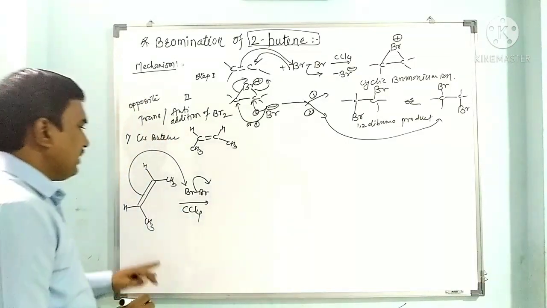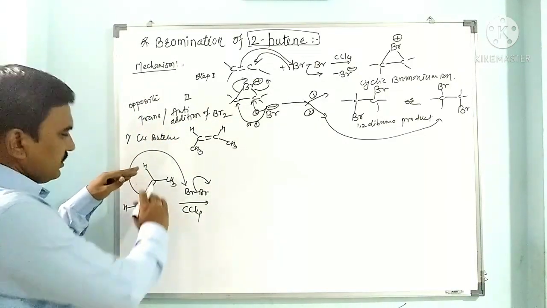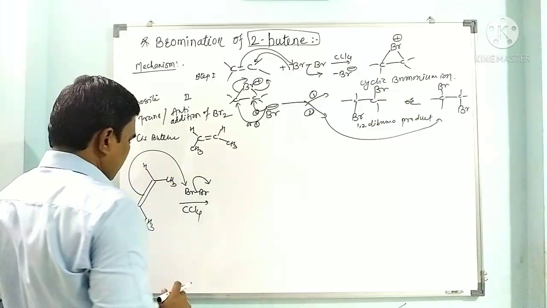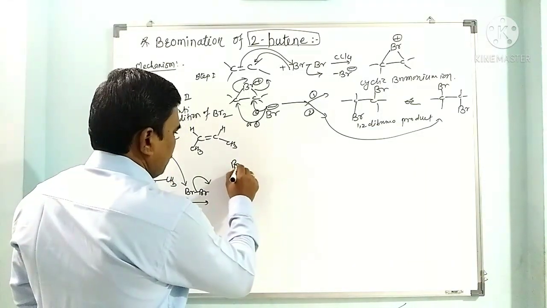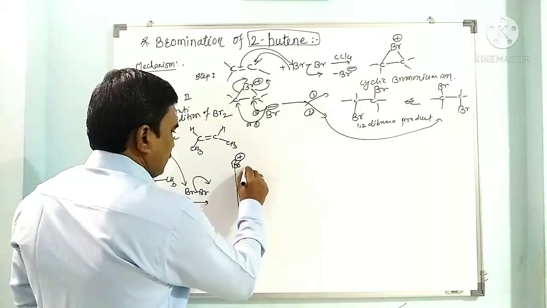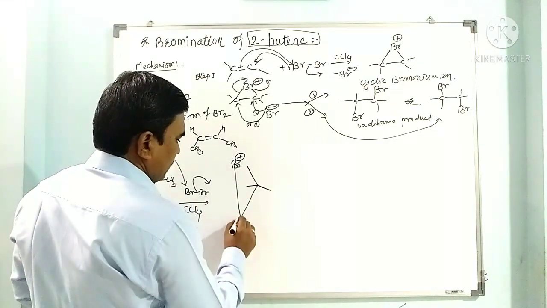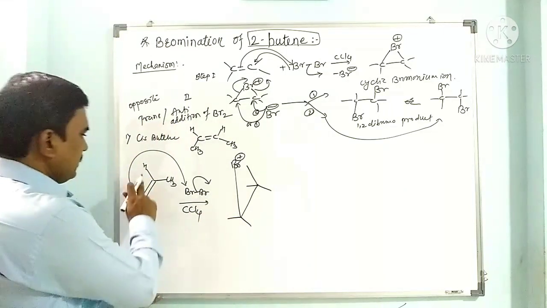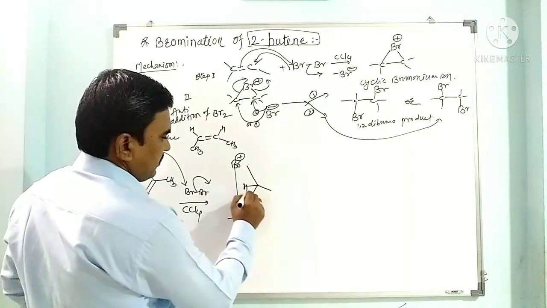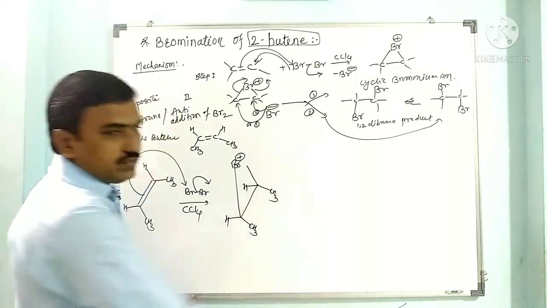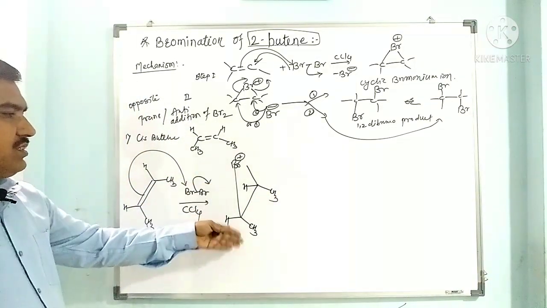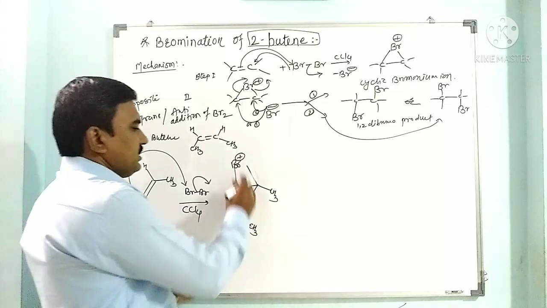So when the bromonium ion is formed, then this bond is slightly shifted towards the downward direction. So here we have this bromonium on the top face. Here these are the two bonds, H CH3, H CH3, and here there is H CH3. So here this is the cis bromonium ion.